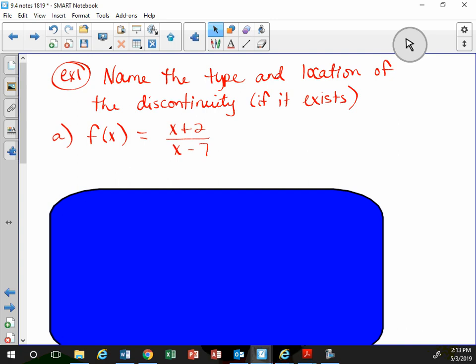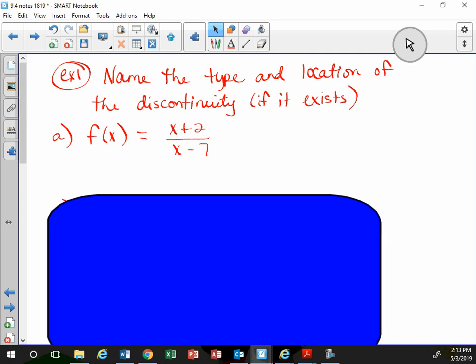A couple of examples. All right, so now you know what all the types are. I'm going to give you some practice problems here. You're going to name the type and the location. If there is any discontinuity, that's an option too. You can just say, oh, it's continuous.